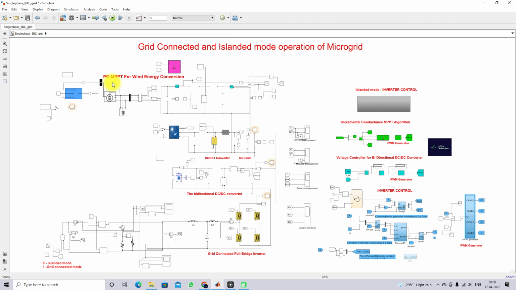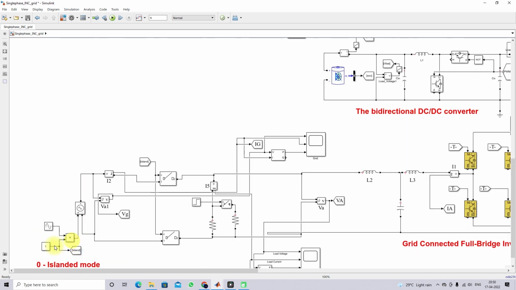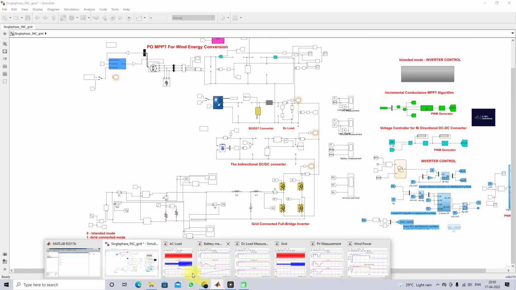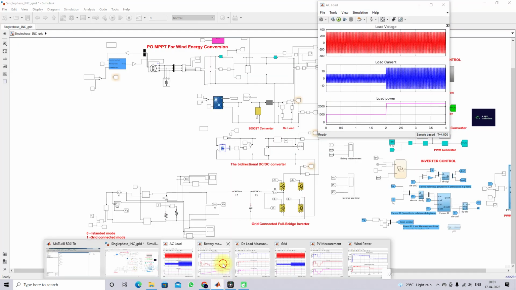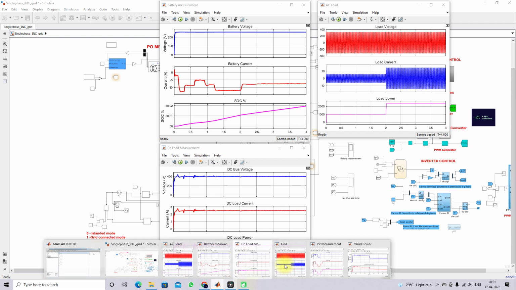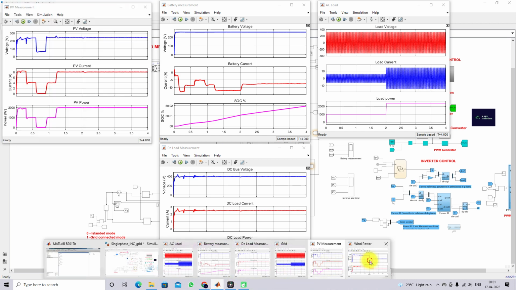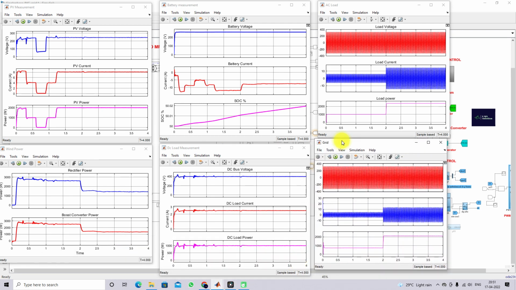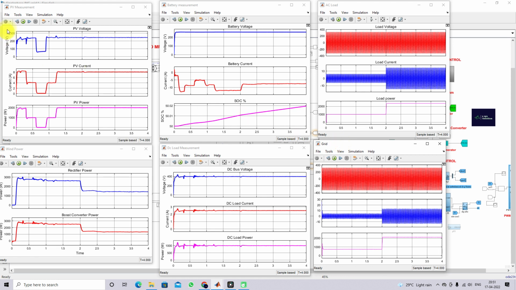So now we have to see the results of the system. Now I am going to operate the system in grid connected mode. I already simulated this model, and here I am going to simulate this model again.